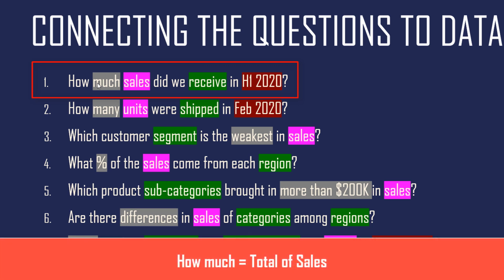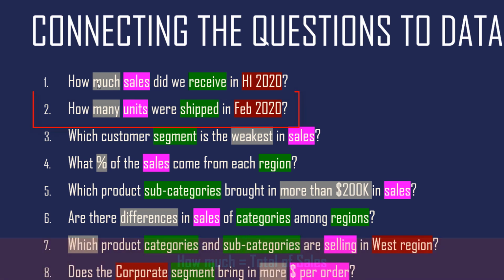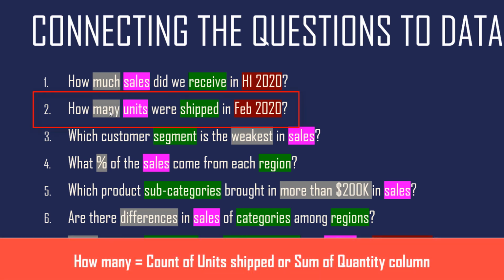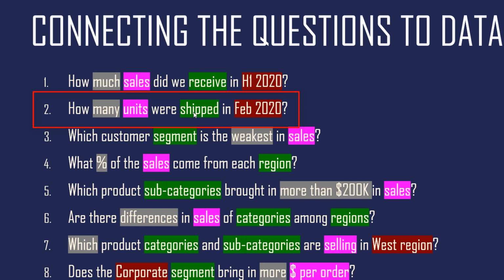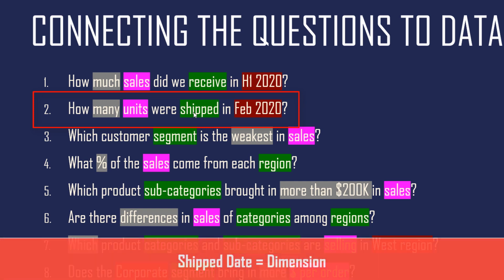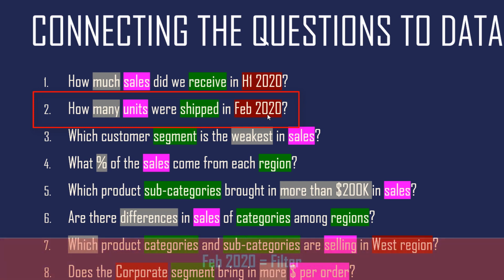And the gray is the analysis or the aggregation technique. So here the first question is very simple, how much sales? So we just need to total the sales. And in the second question, we are saying how many units were shipped. So again, how many? We are counting the number of units, or we are summing the quantity column here. And shipped is the dimension here, because the ship date is the date column that we need to use. And February 2020 is the filter that we are applying.